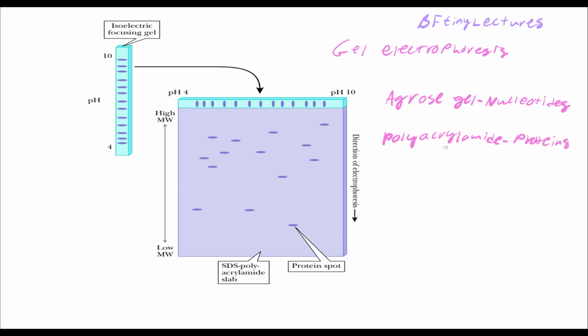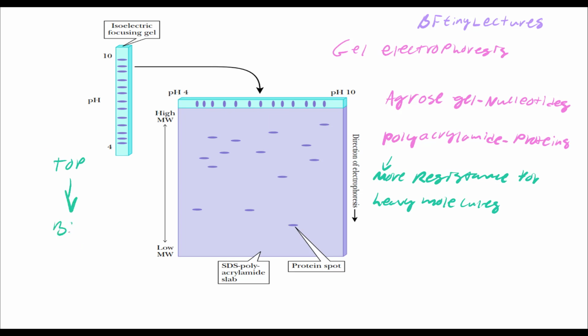What makes this really good is that polyacrylamide actually has a higher resistance for heavier molecules, okay? So more resistance for heavy molecules. All right, what does that mean? Well, whenever you read a gel electrophoresis, you read it from top to bottom. So top to bottom, okay? So we have some bottom right there.